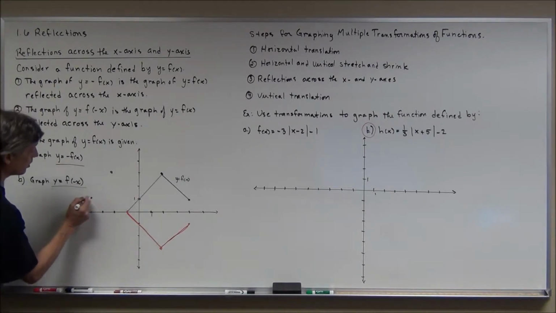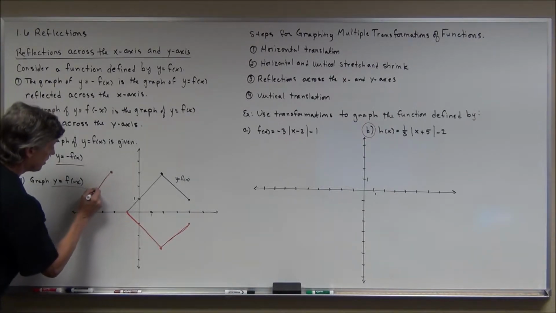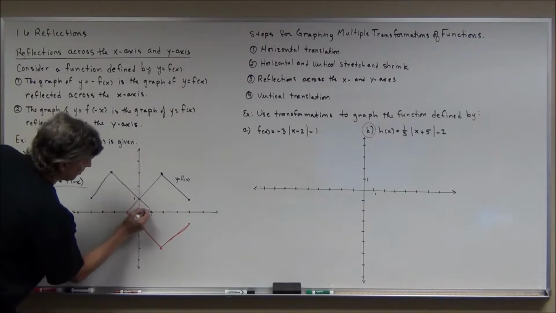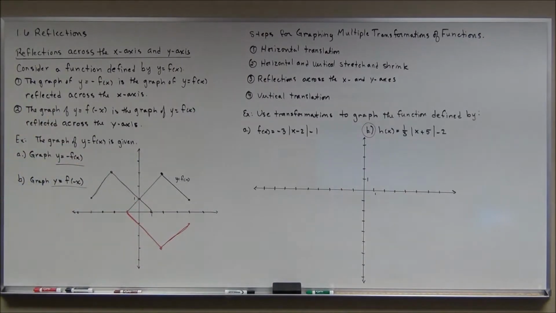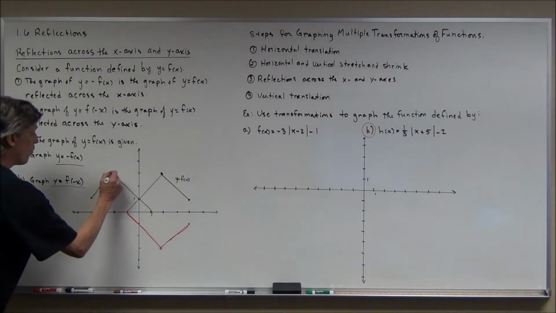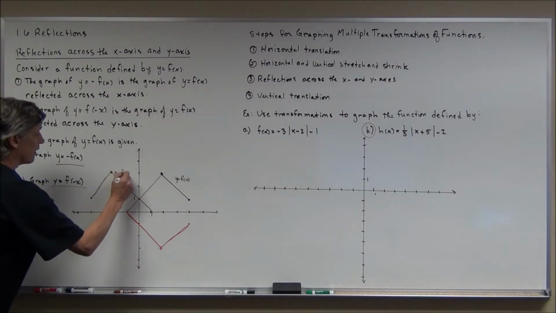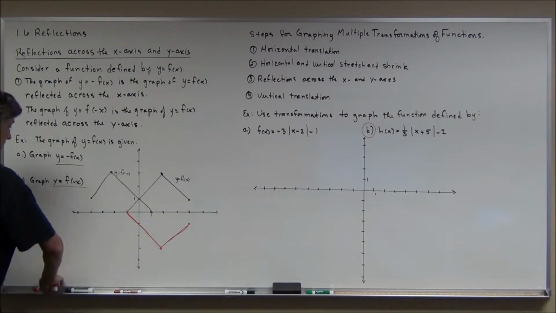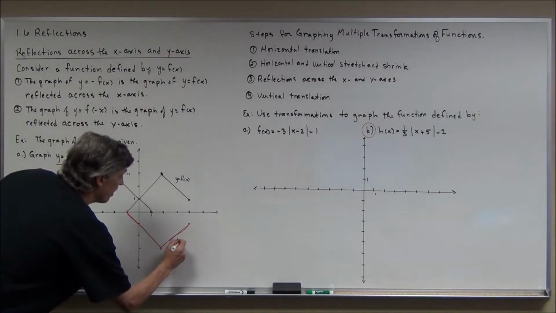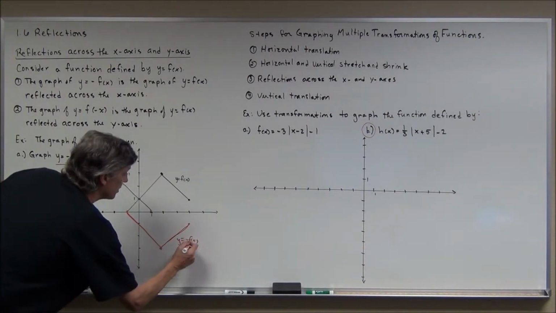I'm going to do my best to draw this one. And again, you would use a straight edge to help you with that. You can see the graph is a reflection of the original. So this is y equals f of the opposite of x, and then this one down here is y equals the opposite of f of x.